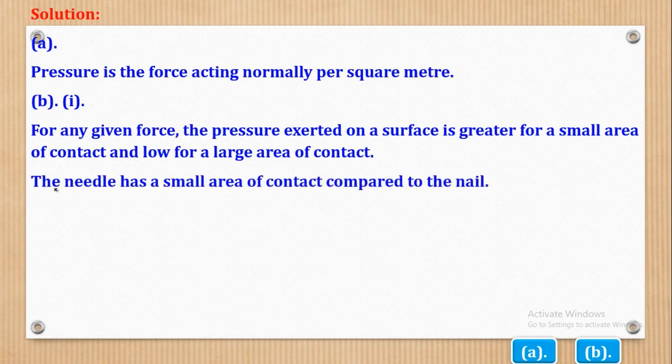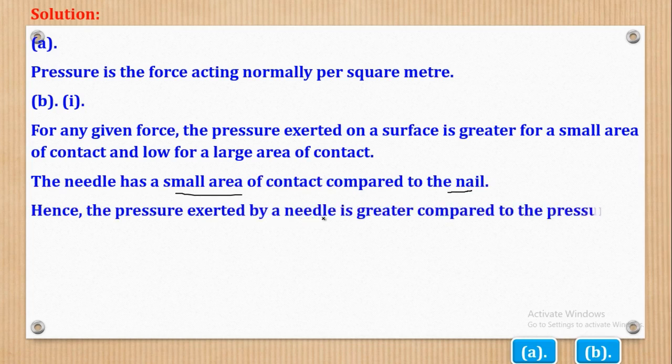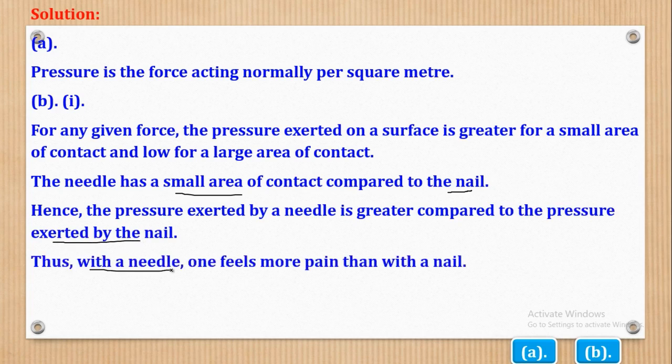Alright, after knowing that, we shall now say that a needle has a small area of contact compared to a nail. So what does that mean? It means that the pressure exerted by a needle is greater compared to that exerted by a nail. In that case, with a needle one feels more pain than with a nail. So that was Roman 1.